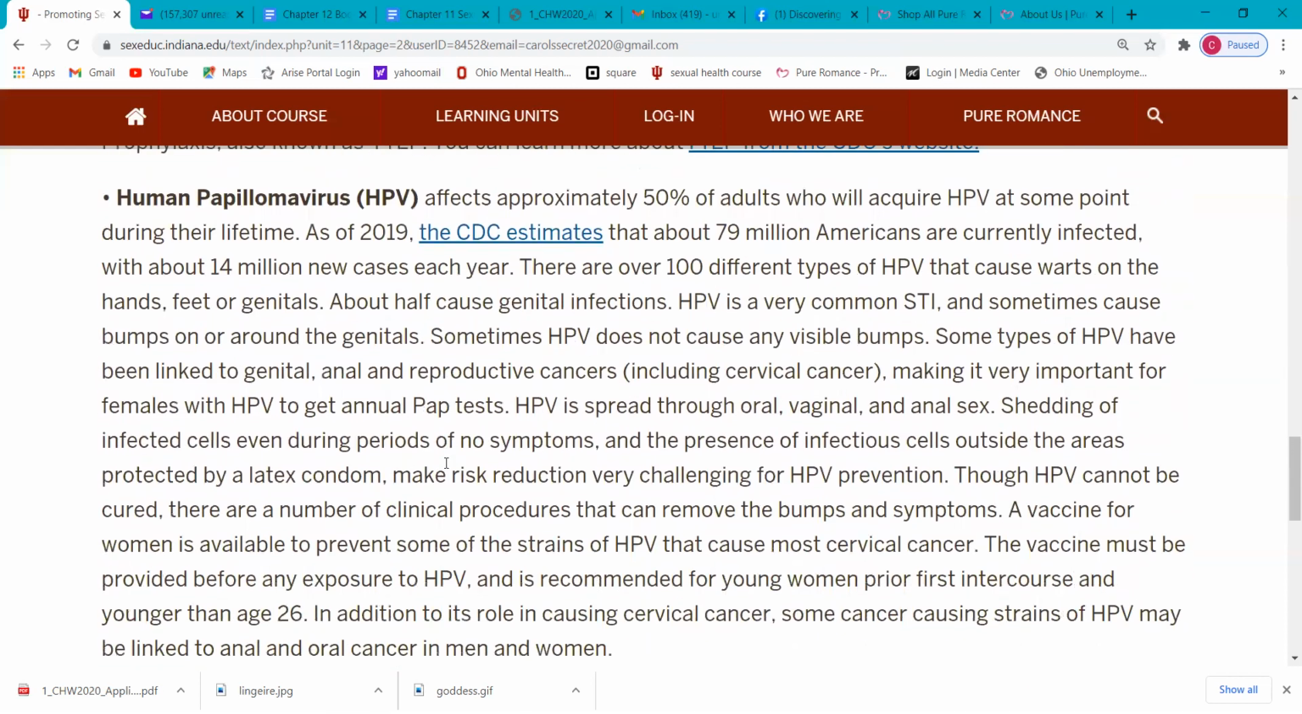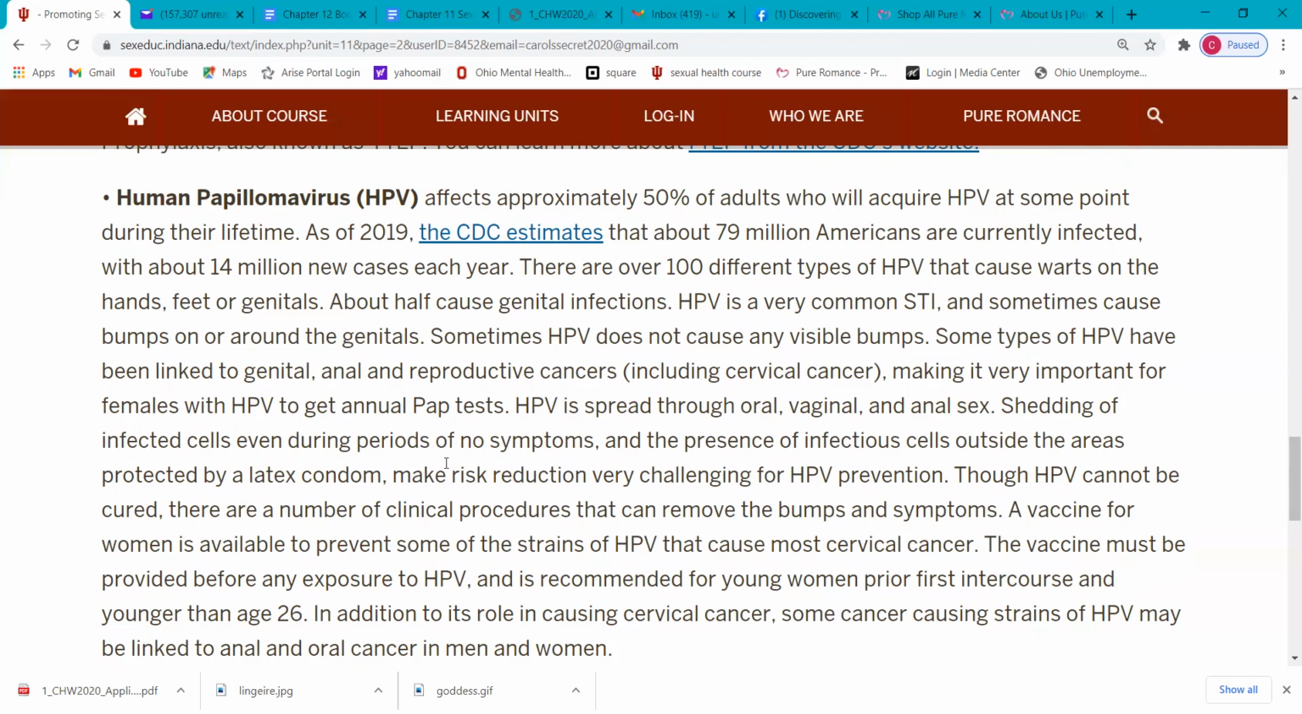So you have the human papillomavirus, HPV, and that affects approximately 50% of adults, who acquire HPV at some point during their lifetime. There are over 100 different types of HPV that cause warts on the hands, feet, or genitals. About half cause genital infections. HPV is a very common STI and sometimes causes bumps on or around the genitals.